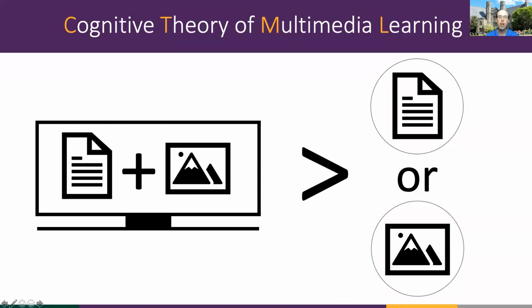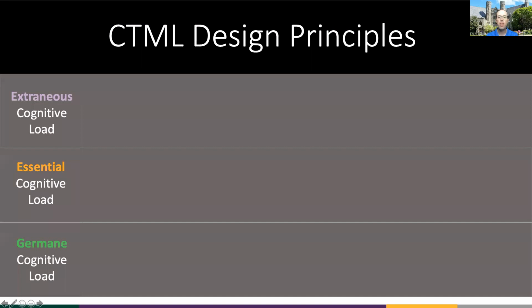In the literature, the cognitive theory of multimedia learning states that the use of words and pictures together is a more effective way of learning than words alone or pictures alone. The theory identifies three types of cognitive load.